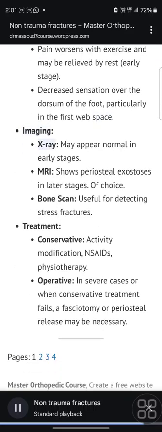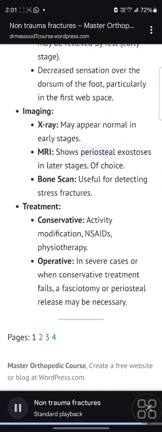Imaging. X-ray may appear normal in early stages. MRI shows periosteal exostosis in later stages. Bone scan, of choice, is useful for detecting stress fractures.